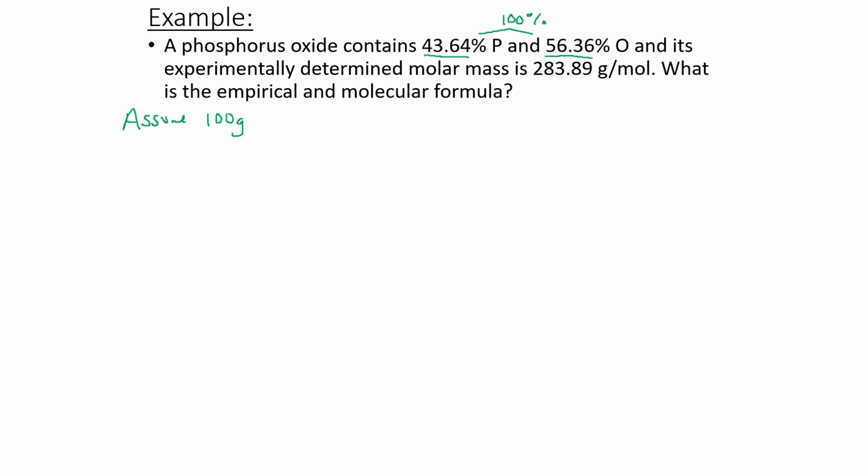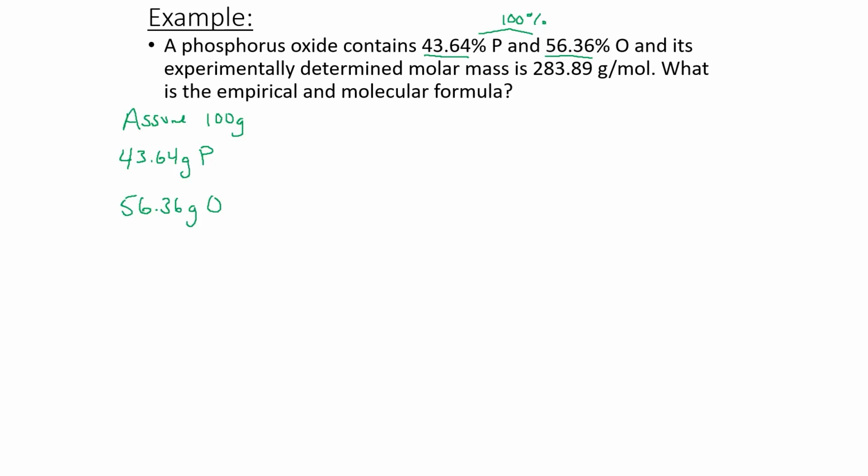What that does is basically turn our percentages into the same number of grams. So in this example here, we would have 43.64 grams of phosphorus instead of percent, and we would have 56.36 grams of oxygen, once again, instead of percent. Once again, we're going to convert these grams now into moles using the molar mass from the periodic table.